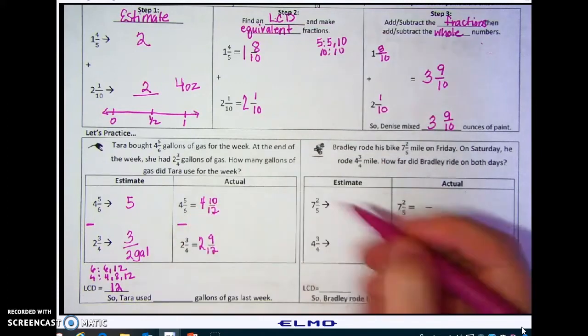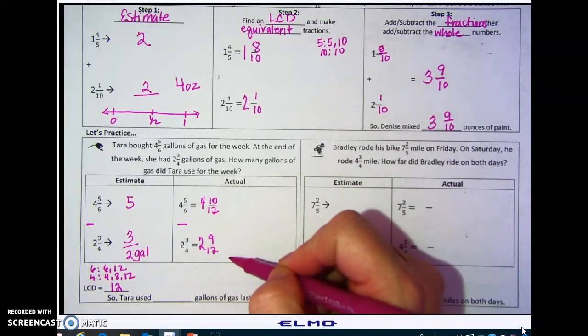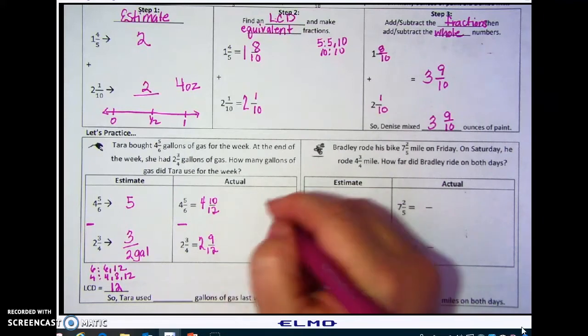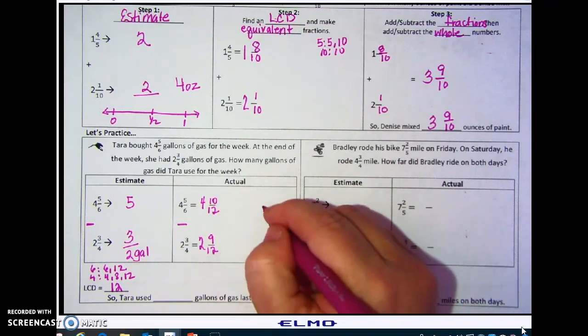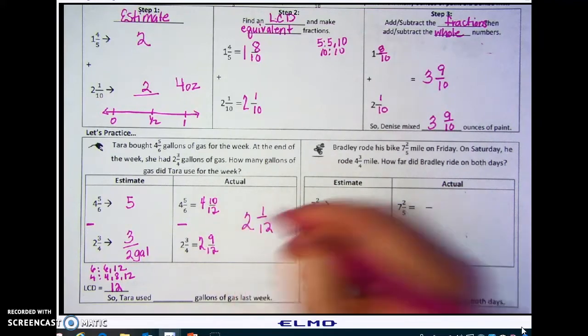And again, I'm subtracting. I subtract my fractions first, then my whole numbers. So if I subtract my fractions first, I have 10 minus 9, which is 1/12, and 4 minus 2, which is 2.